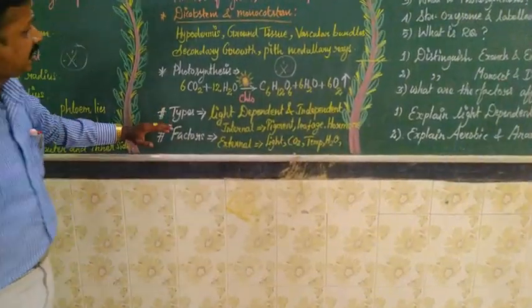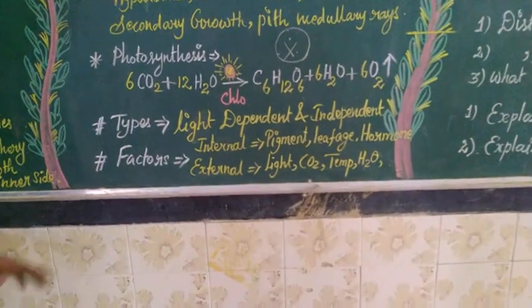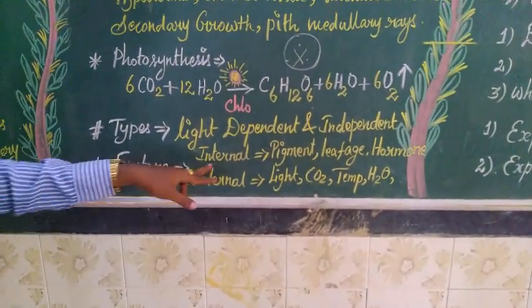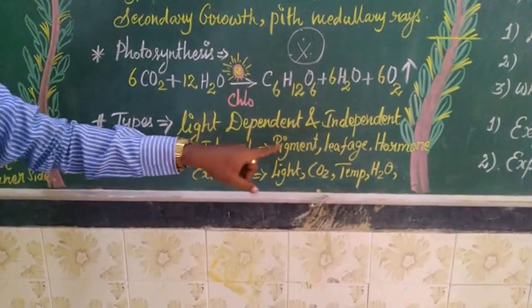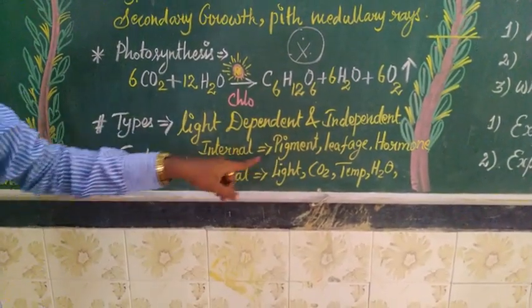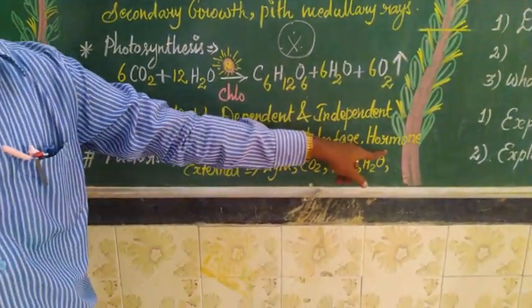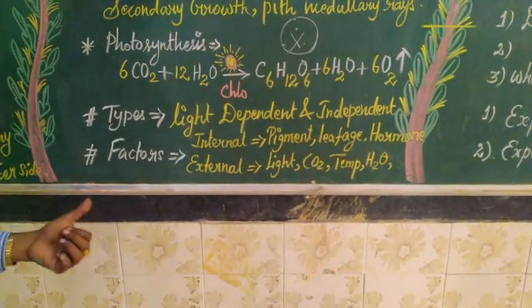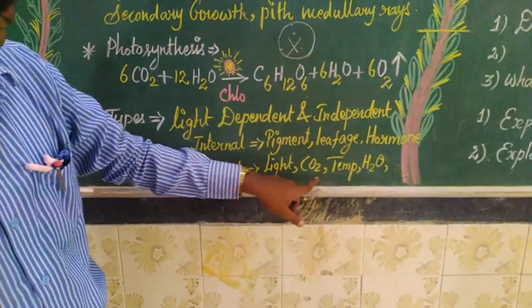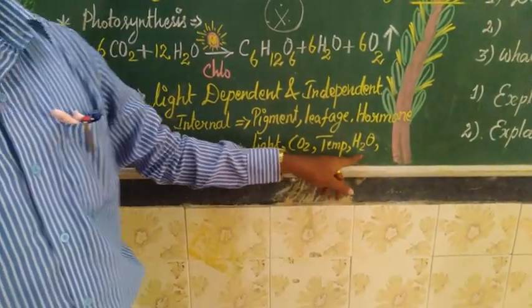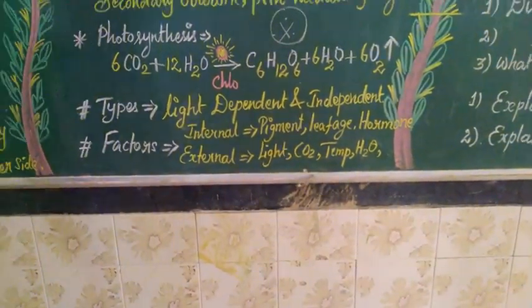So what are the factors affecting photosynthesis? Factors are of two types: internal factors and external factors. The internal factors are pigment, leaf age and hormone. These are the internal factors that affect photosynthesis. Next, the external factors are light, CO2, temperature and water. These are the external factors that affect photosynthesis.